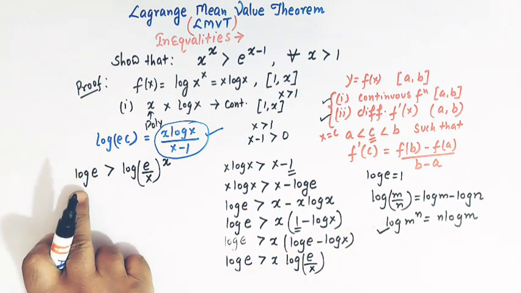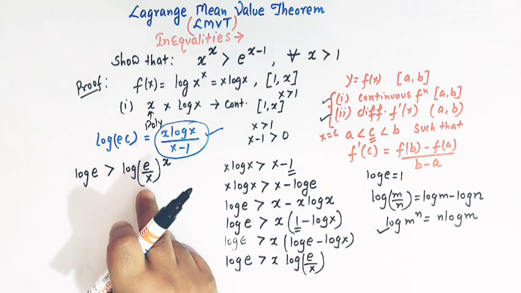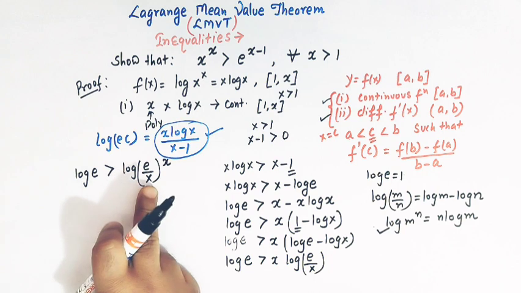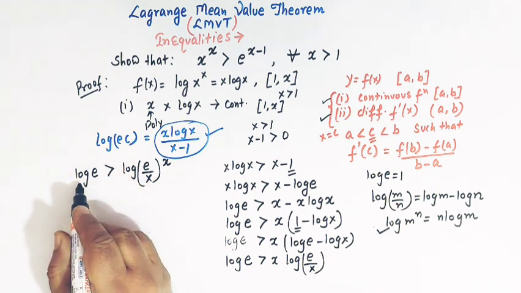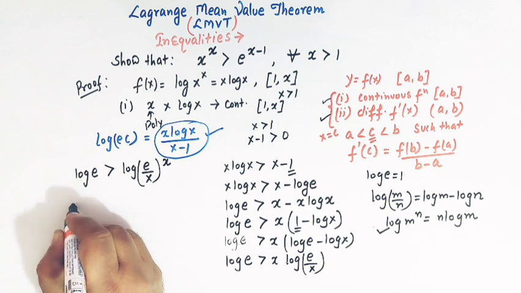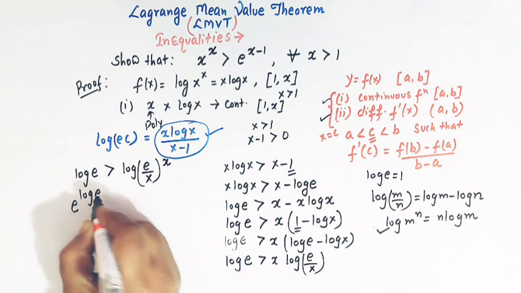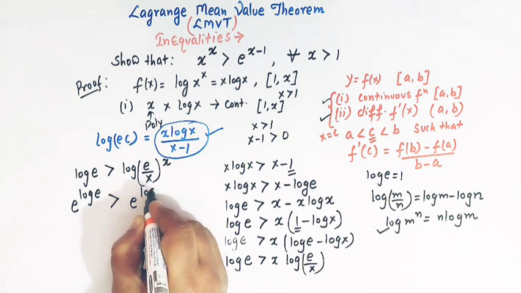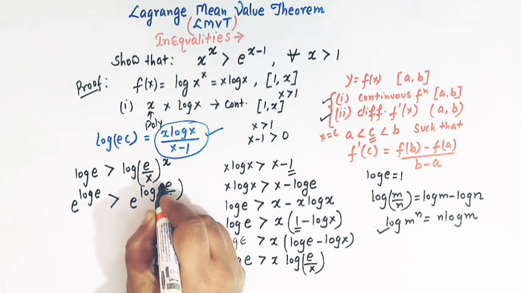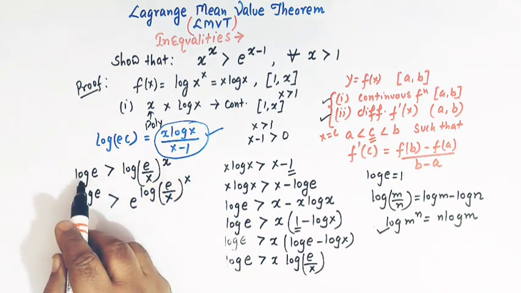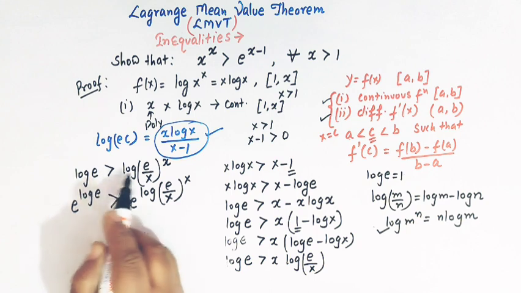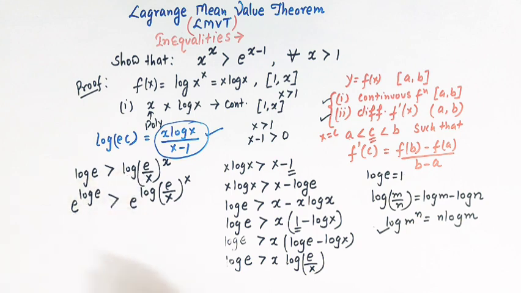Okay. So now see, we have log of e greater than log of e over x raised to x. So let us take the exponential, or let us raise e to the power of these two terms. So we can now write e raised to log of e greater than e raised to log of e over x raised to x. Right? So what we have done here, we have raised e to the power of these two terms, right? See, if we have, say, d is greater than f, so we have written it like this, that is e raised to d greater than e raised to f.